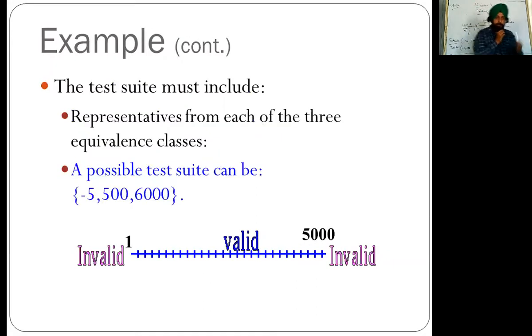The test must include a representative from each of the three parts. So this is the test. He has given one example of a test suite, and I have given two examples of a test suite. In his example, just see, minus 5 belongs to this class, then 500 belongs to this class, and then 6,000 belongs to this class. Next.